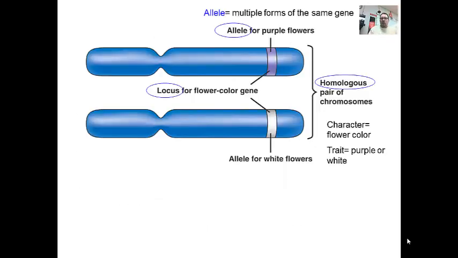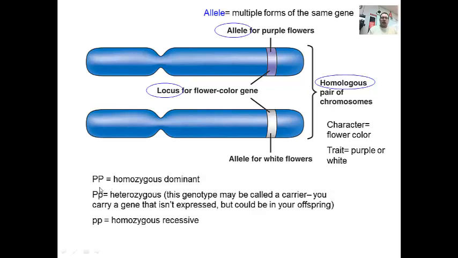Let's make sure that we are sure of our terminology. The locus is the position of that gene on the chromosome. Here's a purple, here's a white, so you have two different variations of that gene on your homologous pair of chromosomes. Character is the flower color. Traits are whether they are purple or white.